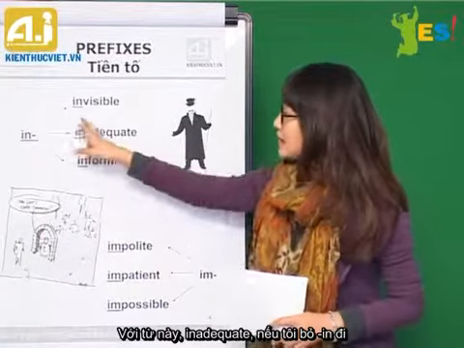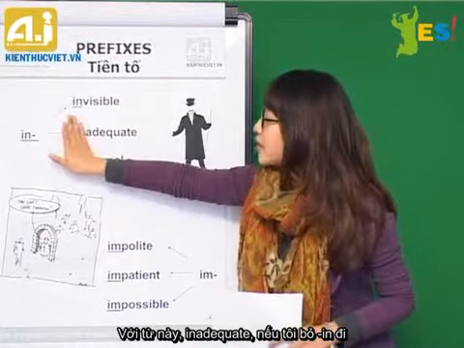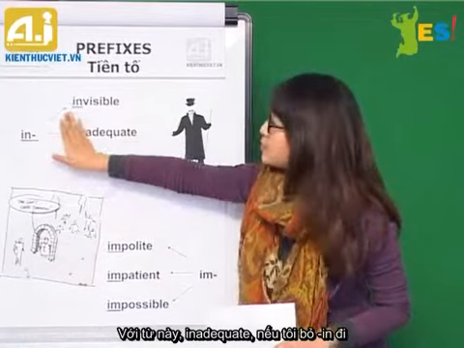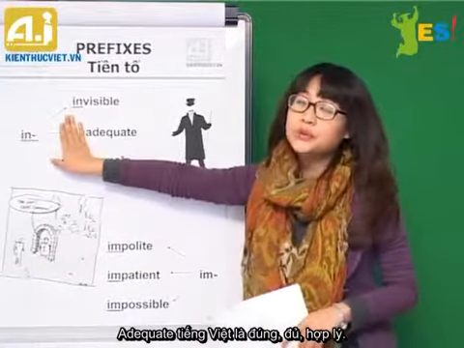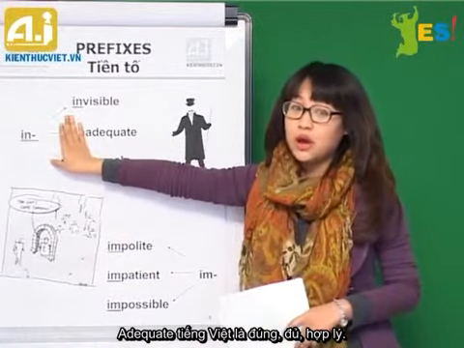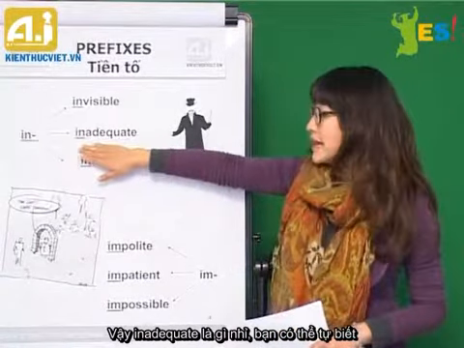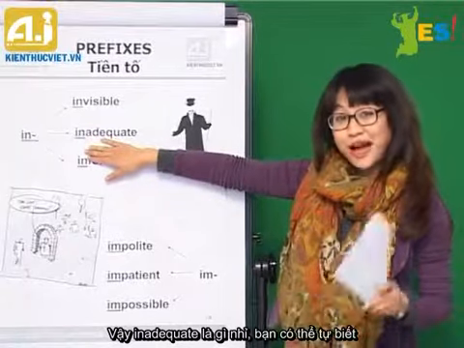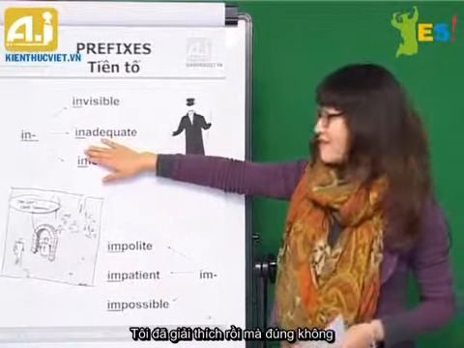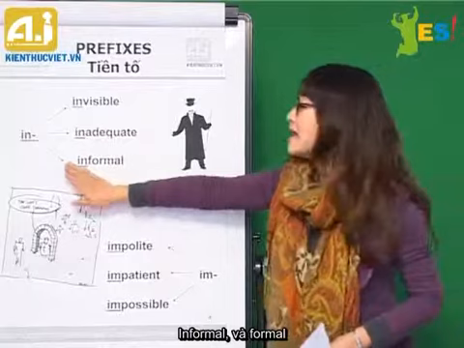For this word, inadequate, if I cross out the prefix, adequate will mean in Vietnamese đúng, đủ, hợp lý. So inadequate, what does it mean? You have to find out yourself. I explained it already, right? Informal and formal.